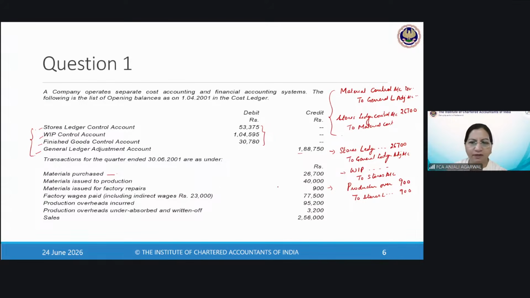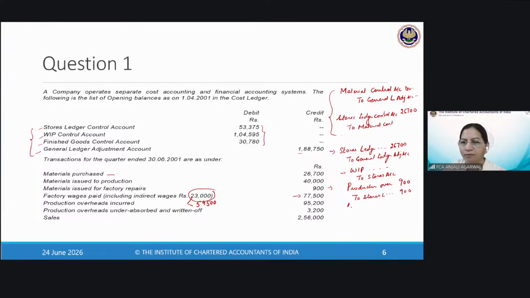Factory wages paid 77,500, which includes indirect wages of 23,000. So first you will find out, if 23,000 is indirect out of 77,500, so 77,500 minus 23,000. How much is the direct wages? 54,500. 23,000 is indirect. That means 54,500 is direct.